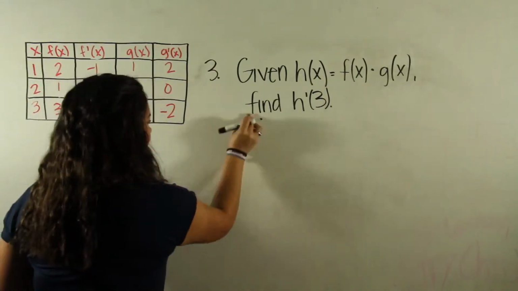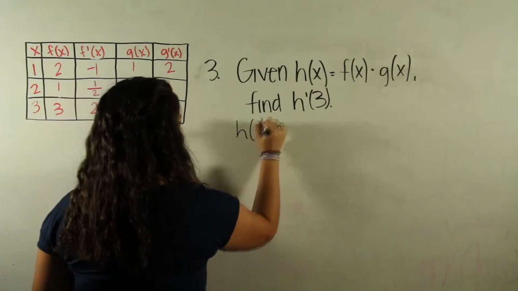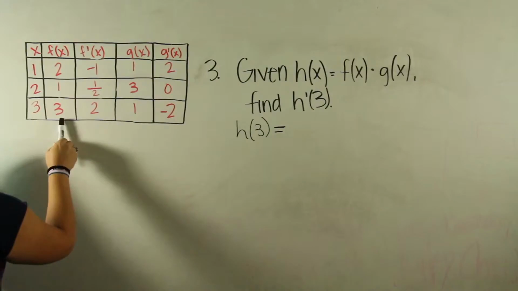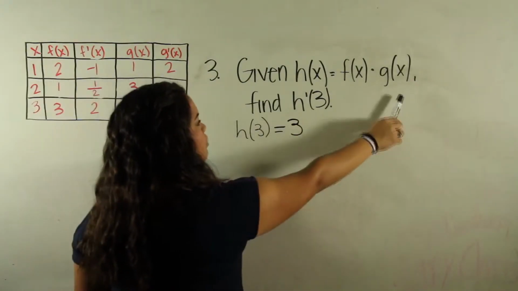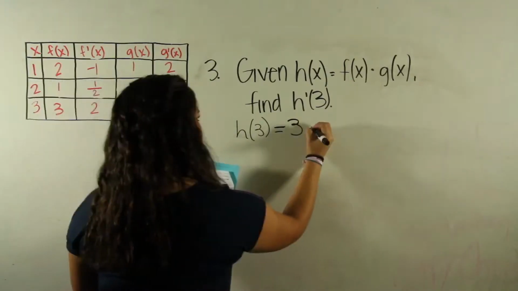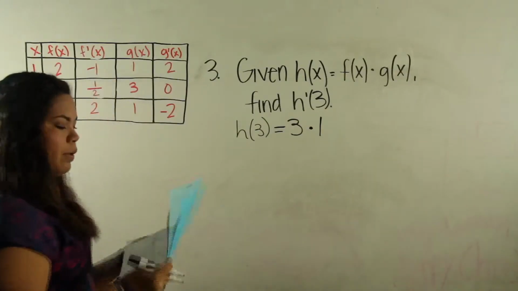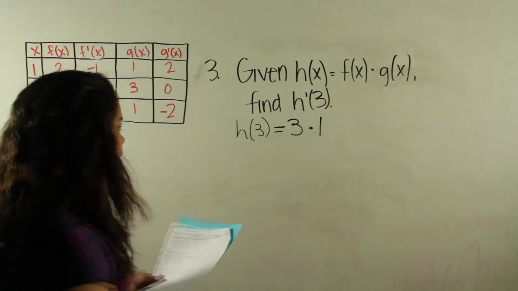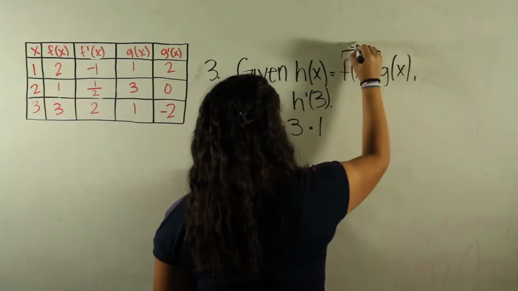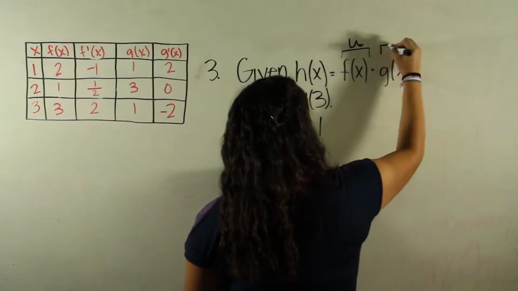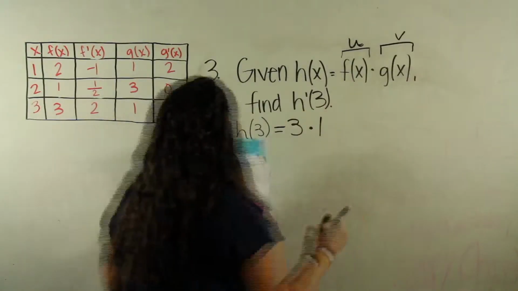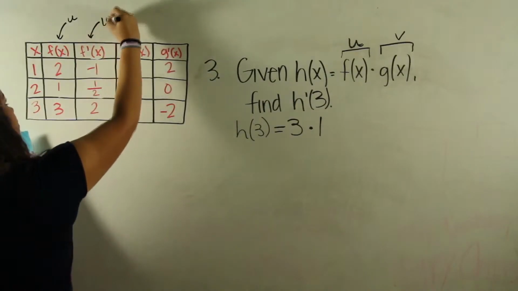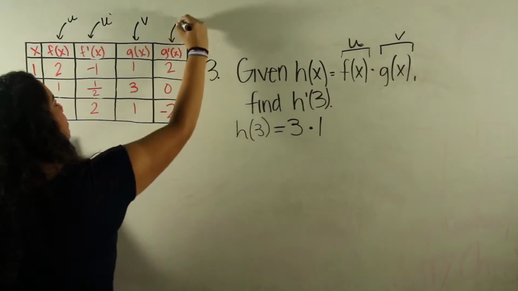Oh, that's really small. H of 3, which we know that when x is 3, f of x is 3. And g of x, when x is 3, is 1. So before we go any further, we're going to identify what u and v are, because we're going to be using product rule, which is rule number 3 on your blue chart. So we know that f of x is u, and g of x is v. And so we're going to label our table so we don't get confused. This is u, this is u prime, this is v, and this is v prime.